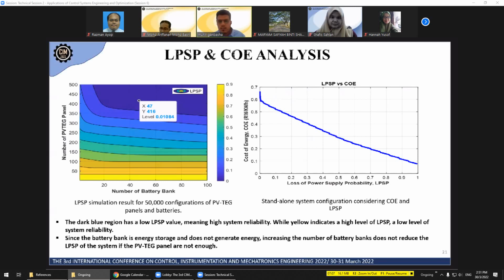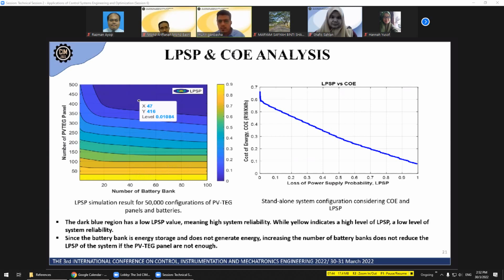This slide is the result. It describes the loss of power supply analysis and the relationship between loss of power supply and cost of energy. The figure on the left side shows the loss of power supply analysis. It shows the simulation result for 50,000 configurations with different numbers of panels and batteries. As we see, the dark blue region has a low loss of power supply, meaning high system reliability. The yellow region has a high level of loss of power supply, meaning a low level of system reliability.